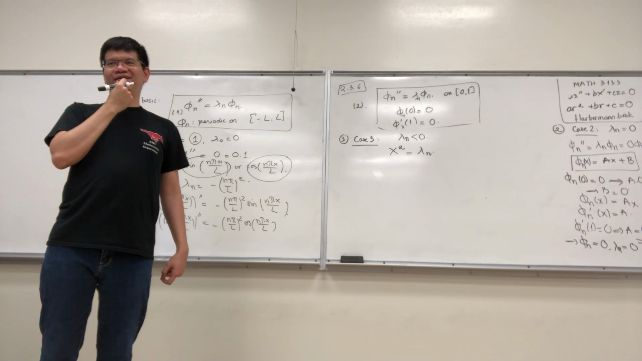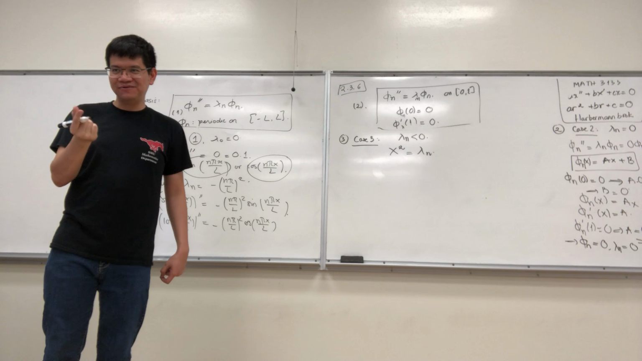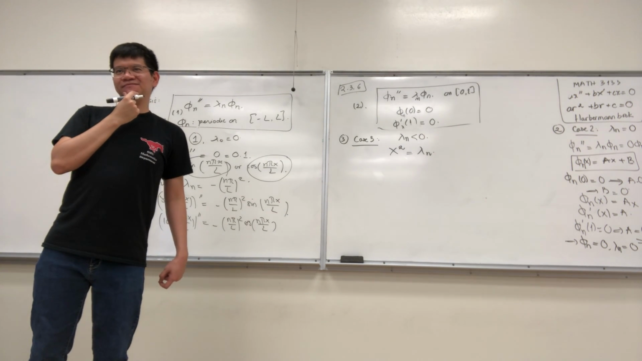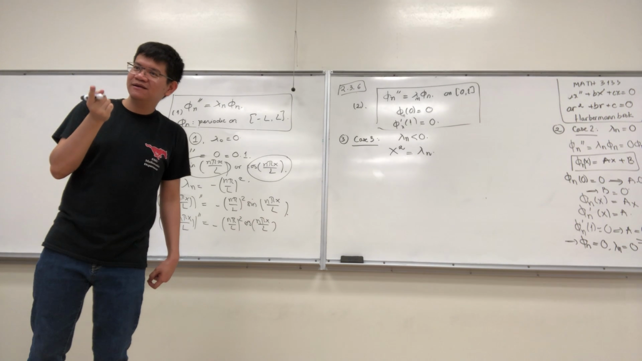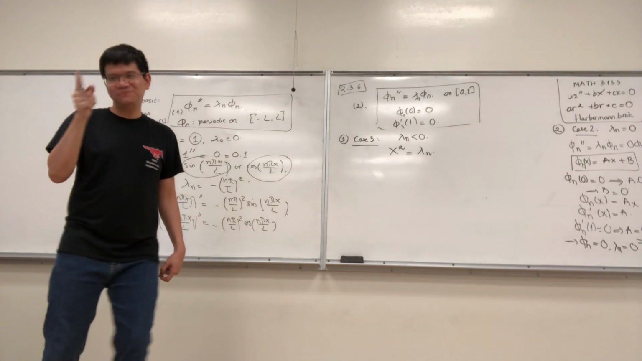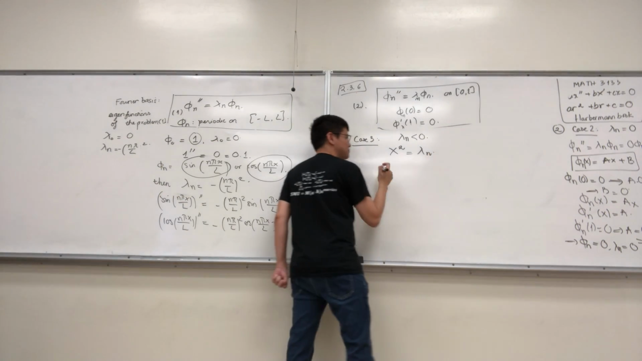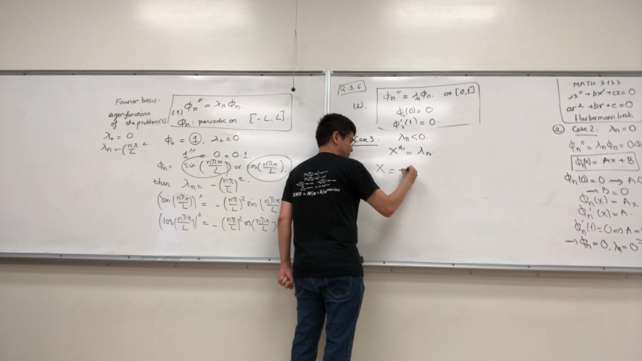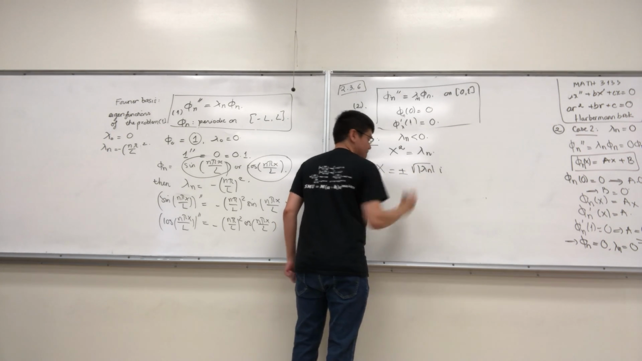I times the square root of lambda. Lambda is not positive, right. I times the square root of a positive number. I guess it would be the absolute value of lambda. Yes, so you have to put the absolute value. Lambda n is not positive, so you have to put an absolute value, right? Plus or minus i times the square root of the absolute value of lambda n.